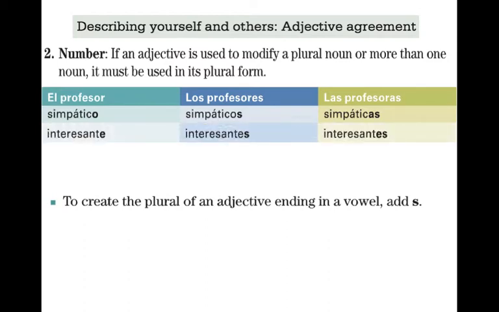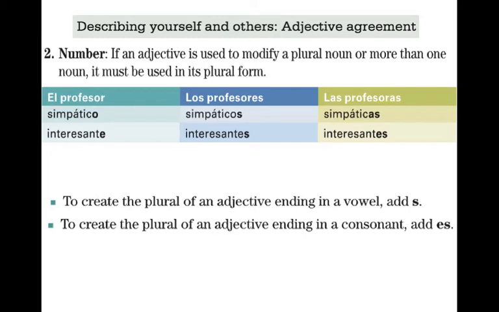Same, here we have the adjective ending in E. It's ending in a vowel, so you simply add the S. El profesor interesante, los profesores interesantes, las profesoras interesantes. To create the plural of an adjective ending in a consonant, you add ES. So our example was el profesor trabajador, los profesores trabajadores, las profesoras trabajadoras, because that adjective would have changed to trabajadora for profesora, and then you make it plural.